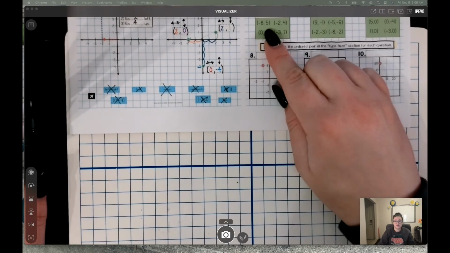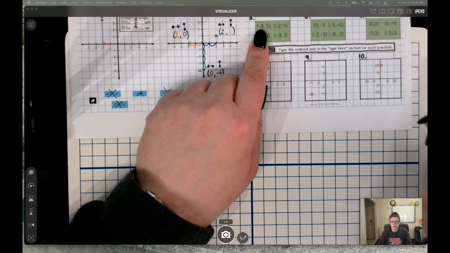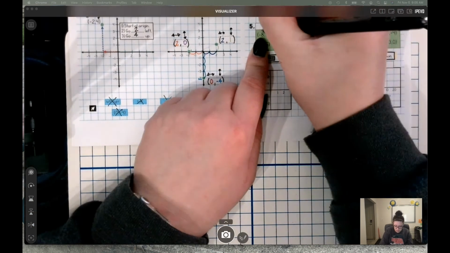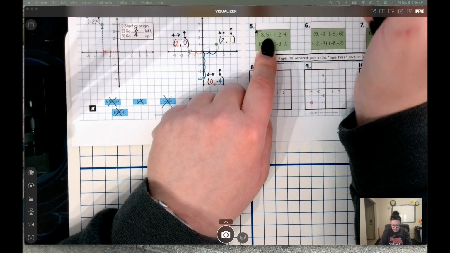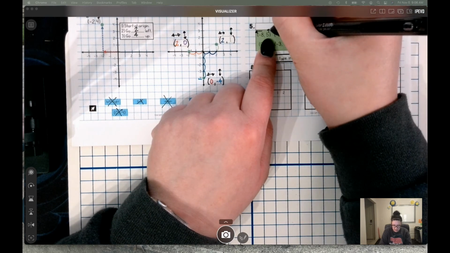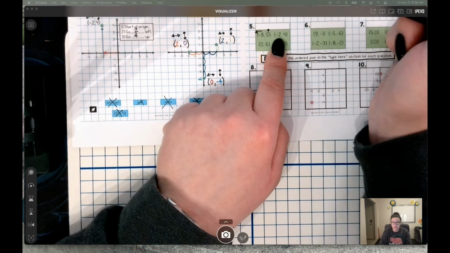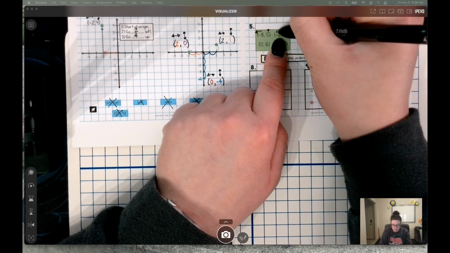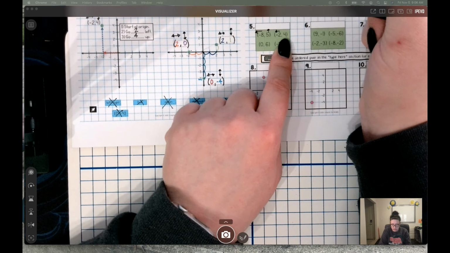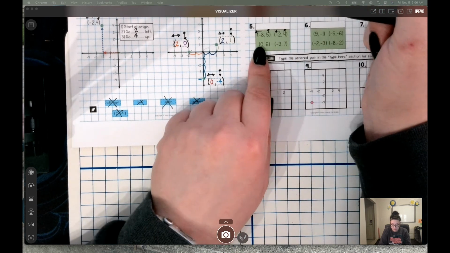All right, so our first ordered pair is -8, 5. What direction are we going to go -8? That's going to be to the left 8. And then 5 is going to be up 5. -2 is going to be what direction? To the left 2. And then 4 is going to be up 4 because it's positive.